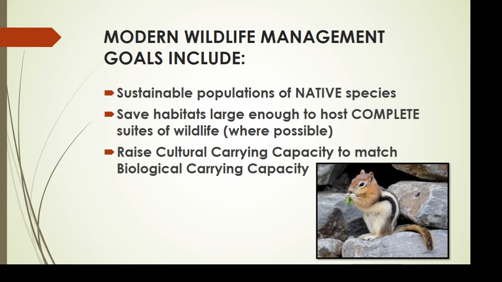Some of our modern wildlife management goals would include sustainable populations of native species. We very much favor native species over introduced ones. We would like to save habitats large enough to host a complete suite of wildlife. That's not always possible, so you try for the largest habitat you can and then the most complete group of wildlife that you can. Think of Yellowstone, for example. Yellowstone is large enough to host every species that traditionally lived in Yellowstone before European involvement there. So the wolves were the last animal that needed to be brought back to that ecosystem.